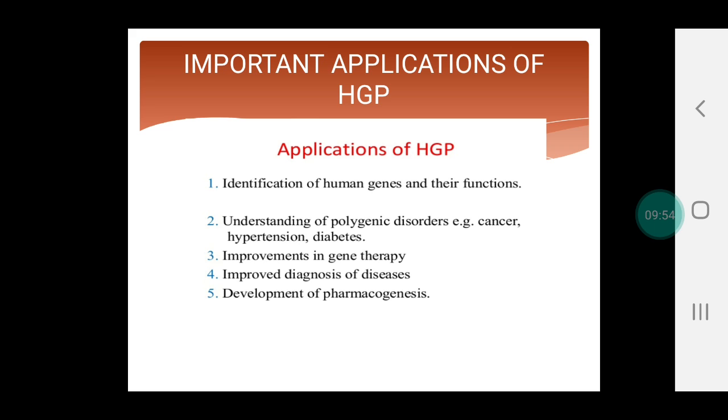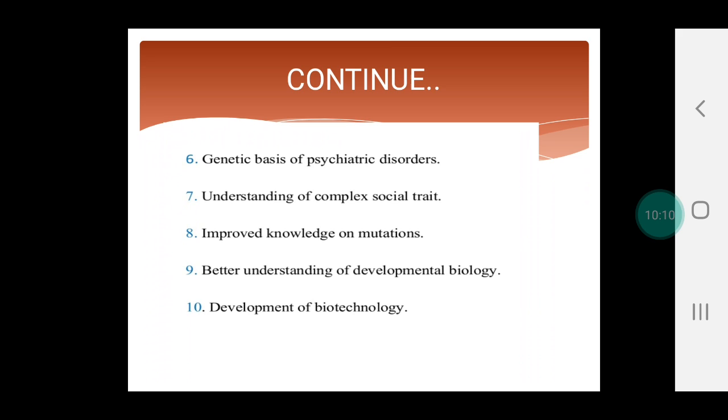How the disease can be diagnosed in an improved manner. New technology needs to be used, which technologies are suitable and which are not. Then development of pharmacogenomics, that is medicine. Then next is genetic basis of psychiatric disorders. Now psychiatric disorders are brain disorders. So which genes are responsible for the cause of these psychiatric abnormalities or disorders?